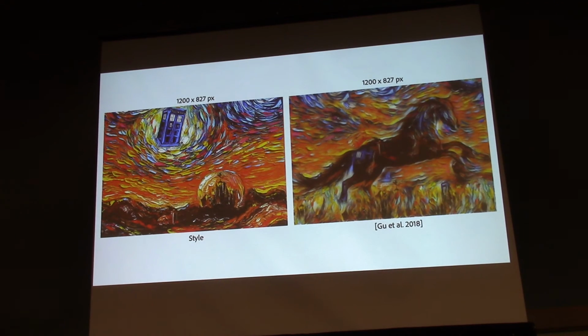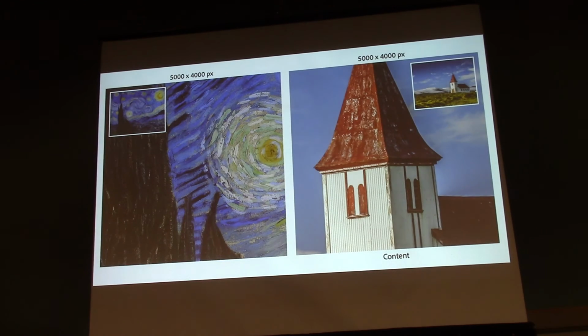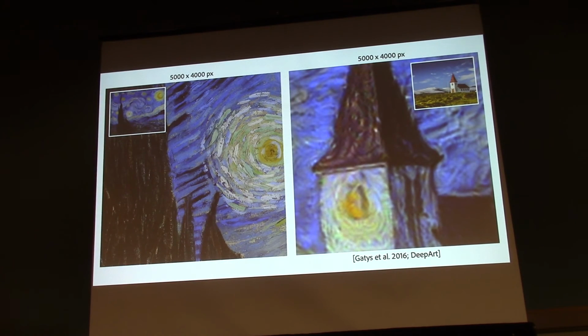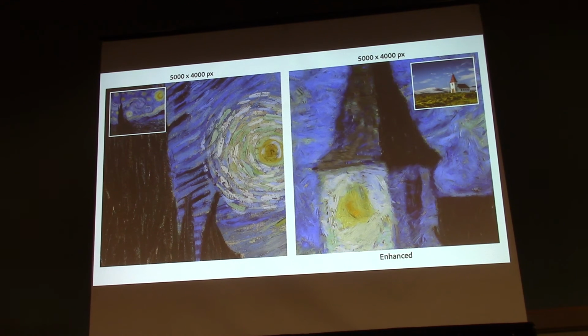Some results, so you can take any of your favorite neural stylization results, like Gatys from last year, for example, and then apply our enhancement and get a better result that preserves the fine details better. Here are a few results with different methods. This is the original Gatys et al. and our enhancement. This is, by the way, a 5,000 by 4,000 image.